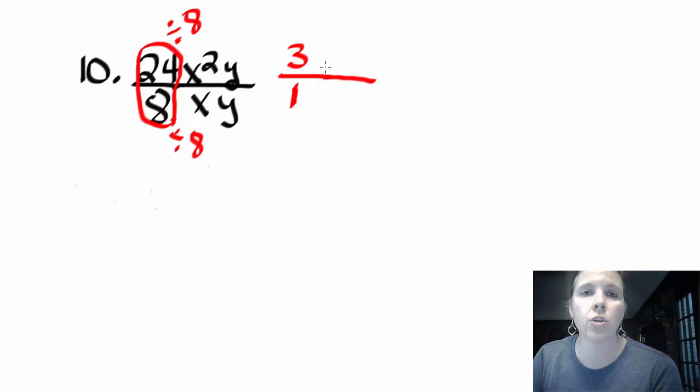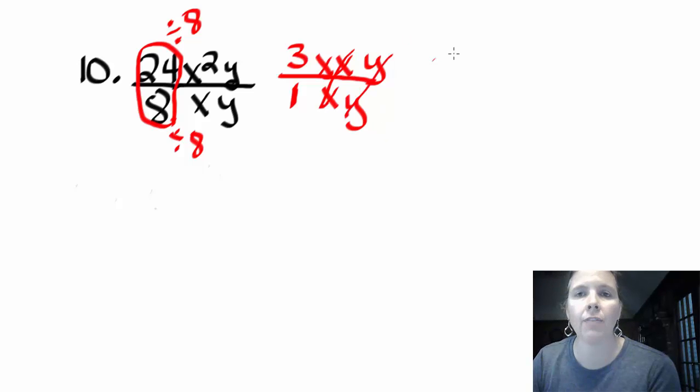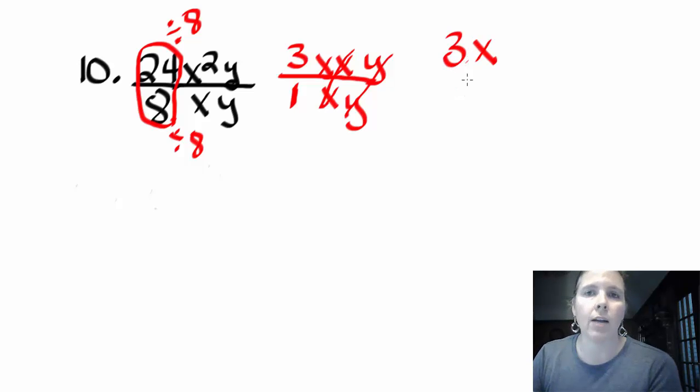And then we have 2 x's on the top and a y, and 1 x on the bottom and a y. So we're going to cancel one of the x's and one of the y's, and we're left with 3x. If you want to put 3x over 1, that's fine, but you don't have to. You don't have to put the 1 on the bottom, but you would have to put it on the top, depending. Okay? And that is it.